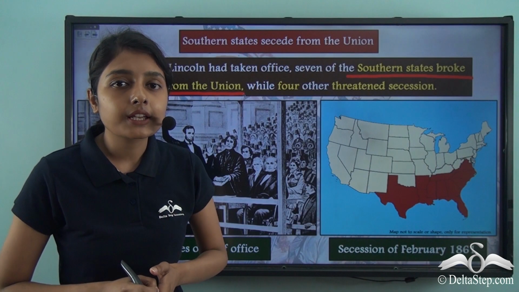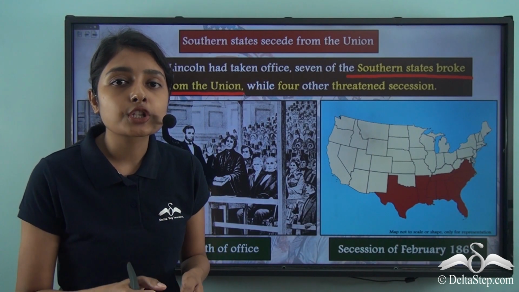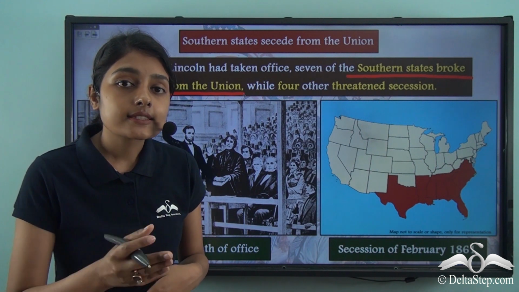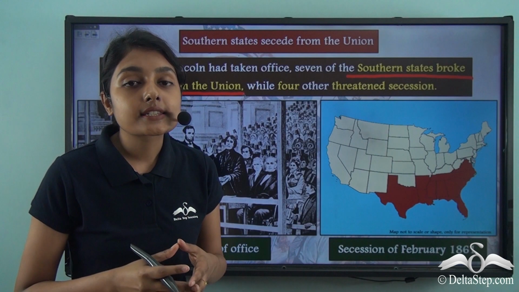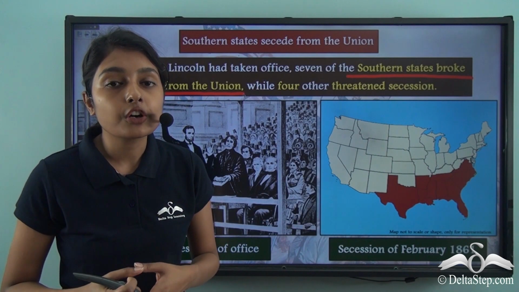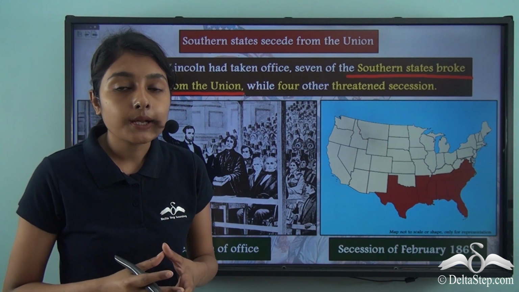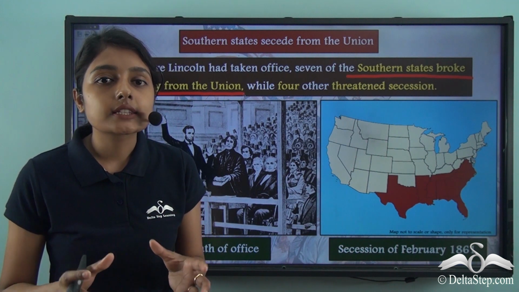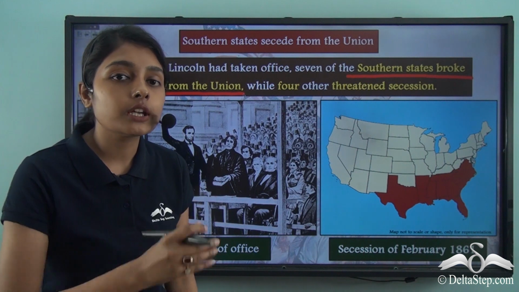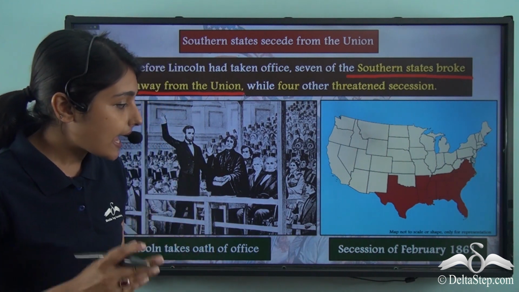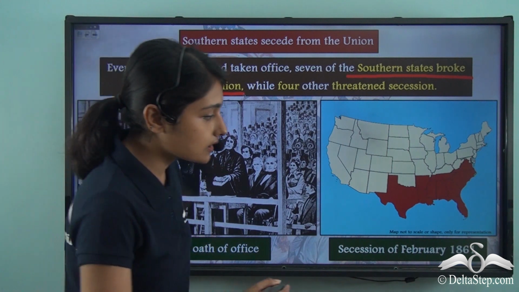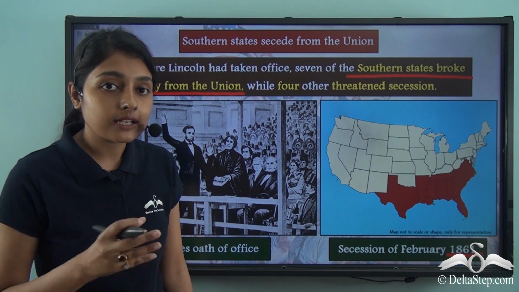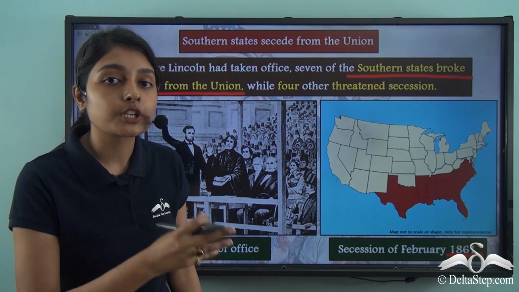After Abraham Lincoln came to power, he saw that his country was divided into 2 parts. 7 states had already illegally seceded from the Union. The 4 other states that were also threatening to come out of this union were Virginia, Arkansas, Tennessee and North Carolina. Together these 11 states broke free of the Union government, or the federal government, and this secession happened in the year 1861.